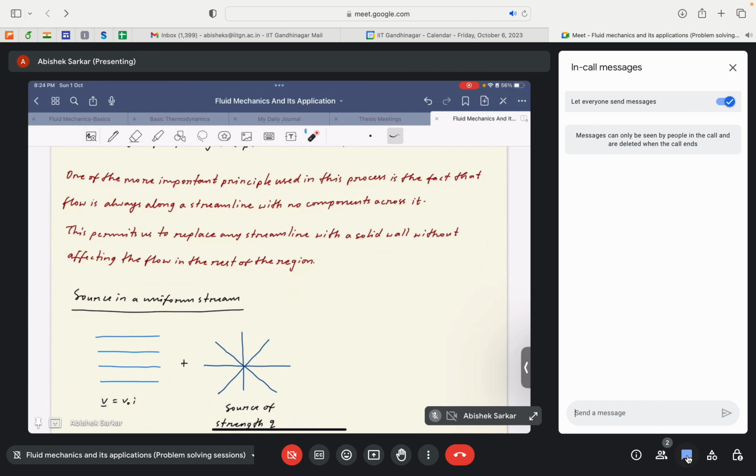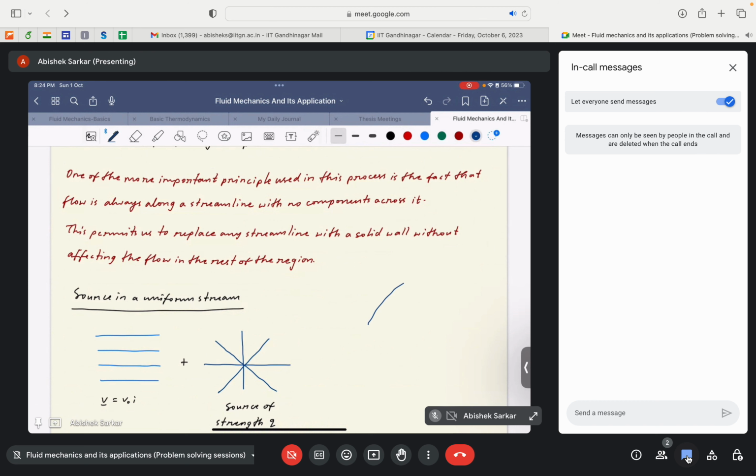So any of the streamlines in this flow field can be considered to be a wall. Let me just draw it, that will be better. Say there are streamlines of this manner in the flow field, and now one of these streamlines, if I treat it as a wall, then it can be considered as a wall. Why? Because by the very definition of streamline, there is no flow across the streamline.